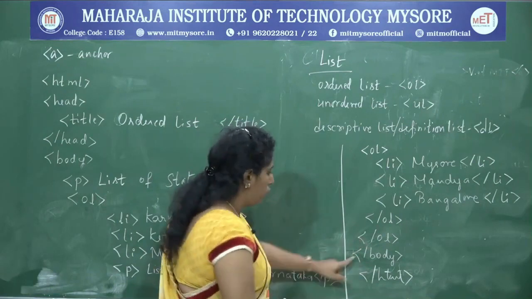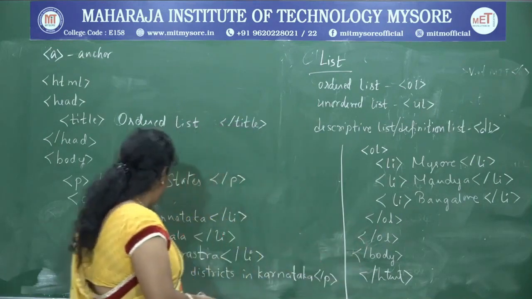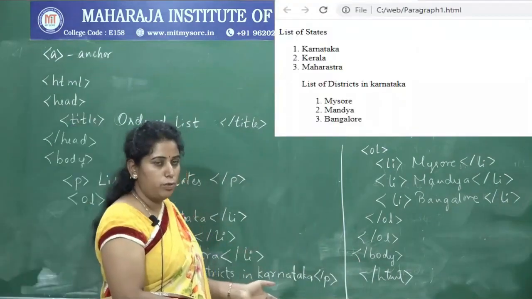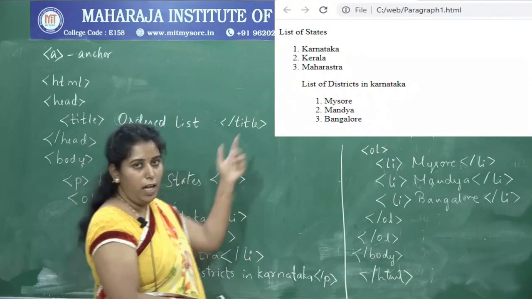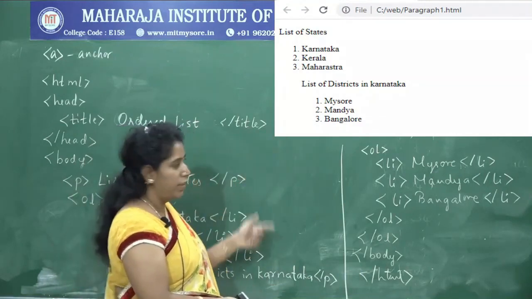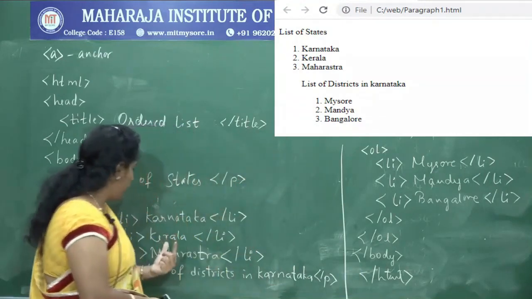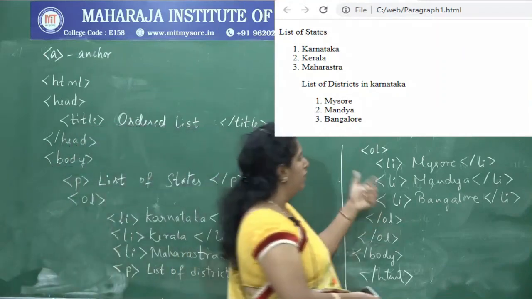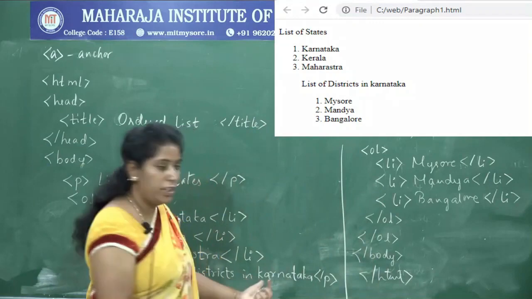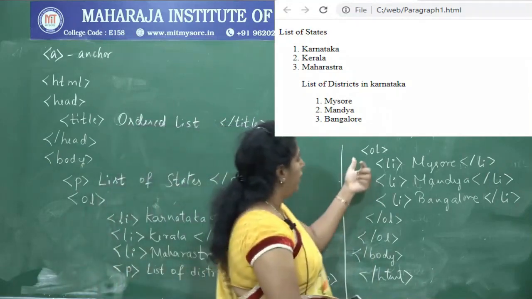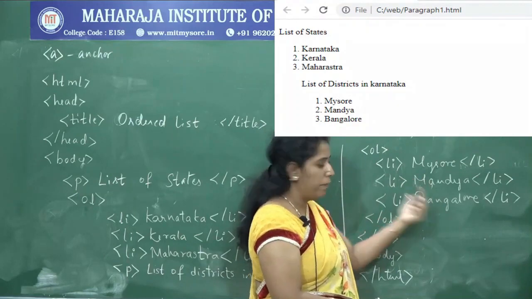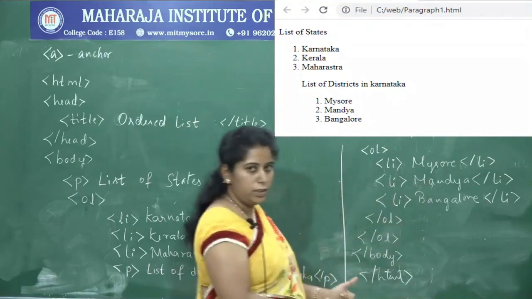Okay. So close the body and close the HTML tag. So finally once you run this program, you can notice the output, how it has been printed. 1 Karnataka, 2 Kerala, 3 Maharashtra, and under that I am printing the message list of districts in Karnataka. Likewise, first one Mysore, second one Mandya, third one Bangalore. Finally I have closed the list.